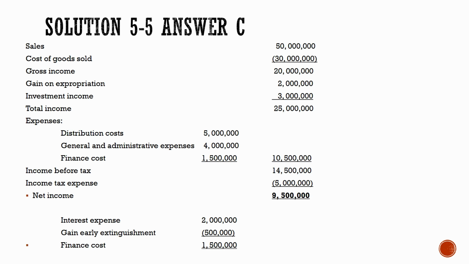Total income na 25 million minus 10.5 ay makukuha natin ang income before tax na 14,500,000. Then mayroon pang income tax expense ang entity amounting to 5 million, so deduct natin and will arrive na sa net income na 9.5 million. So the answer is letter C. Additionally, yung dividends declared at correction of inventory item which is a prior period error ay hindi included sa statement of comprehensive income dahil sa statement of retained earnings sila kasama.